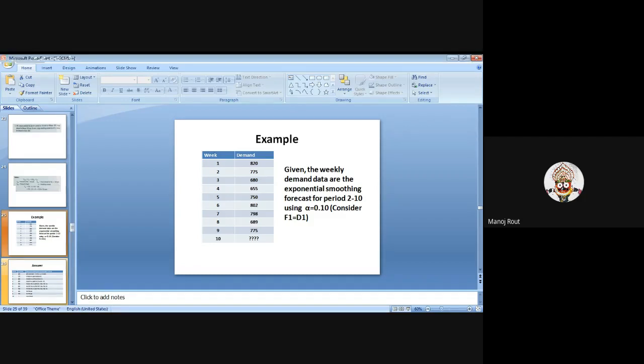So what is the answer for F2? $820. 820, correct. Aditya, what is your answer for forecast 2 or F2? $820. Okay.